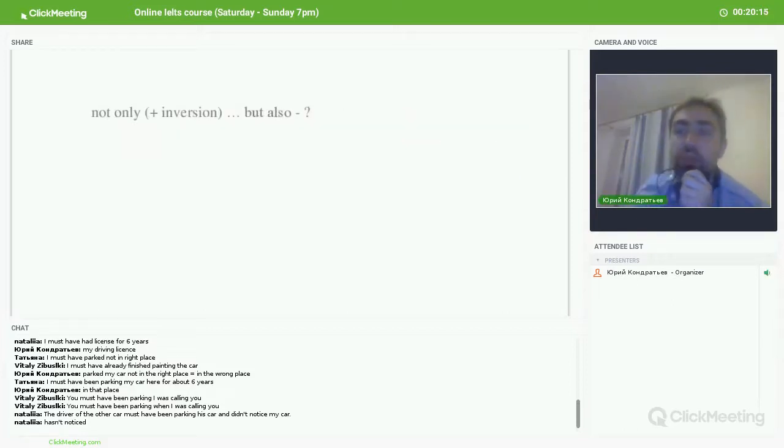So let's use an inversion. Not only, but also. For example, not only was the mirror of my car broken, but also, well, you can say the steering wheel was out of order, something like this.